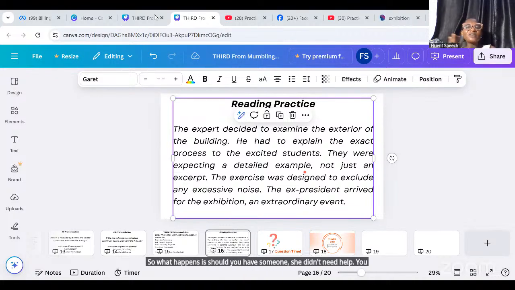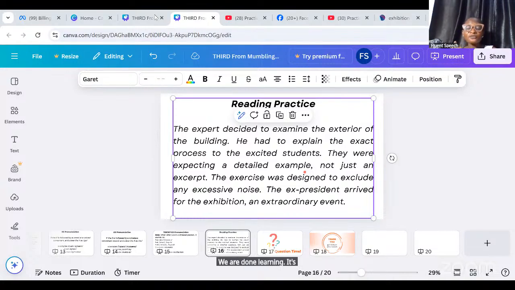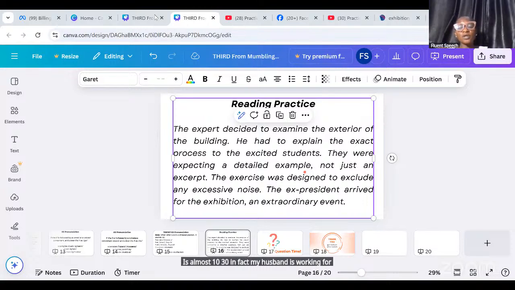Somebody says some of us had a hectic day. Yes, I understand. Please feel free to exit the group. We are done learning. It's just for them to practice. So feel free to exit the Zoom session. We'll meet tomorrow by 8 p.m. But if you still have the energy, you can stay back. I really understand that. The timing is supposed to end by 10. This is almost 10:30. In fact, my husband is waiting for me as well. So I really do understand what it means.